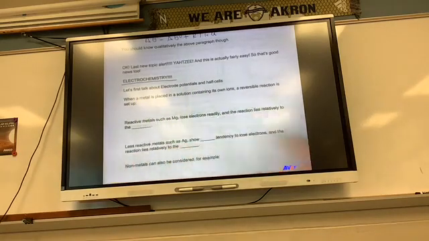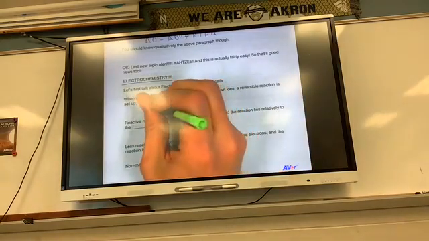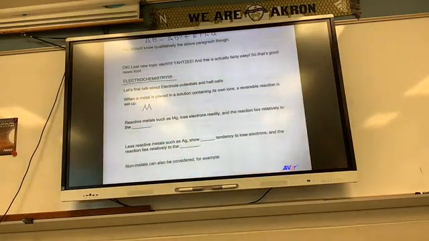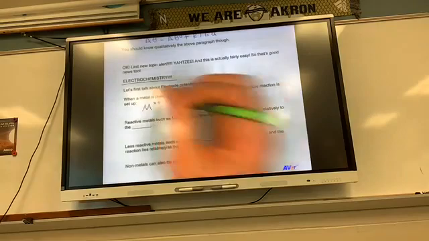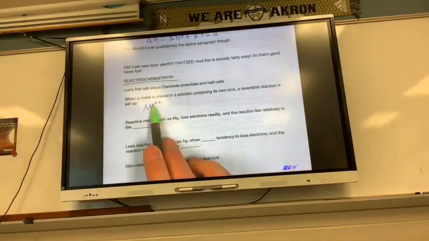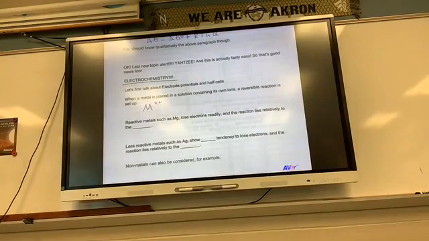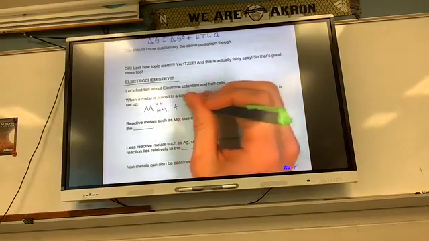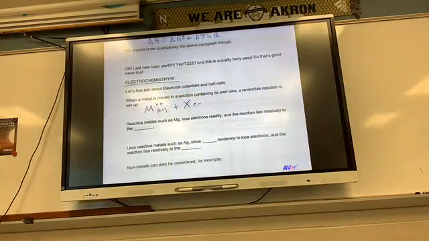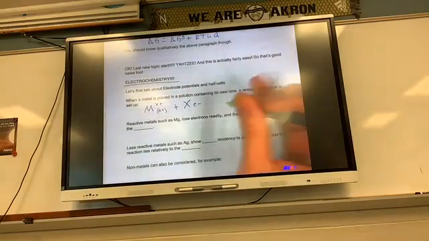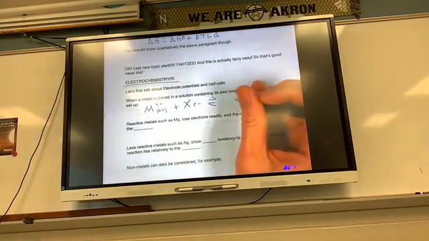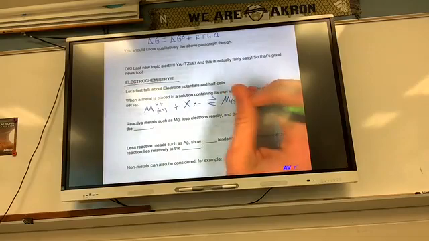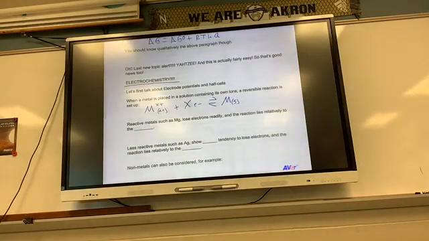When a metal is placed in a solution containing its own ions, a reversible reaction is set up. So here's my metal M. Metals have what type of charge? I'm just going to put X positive. X is any number. Because metals want to do what with electrons? Lose electrons. That's aq, plus X number of electrons. This is in equilibrium with the metal in its solid version. Because metals like to give away electrons.